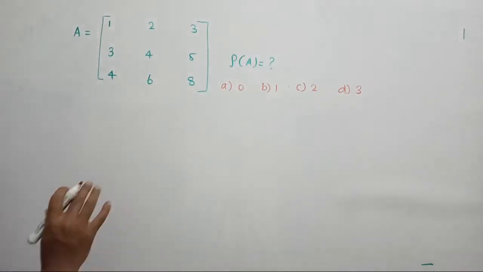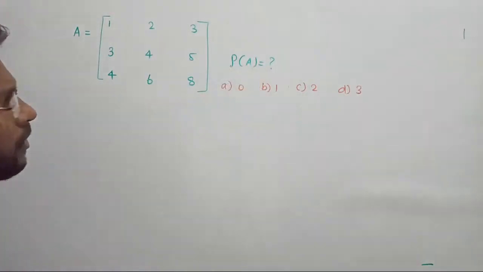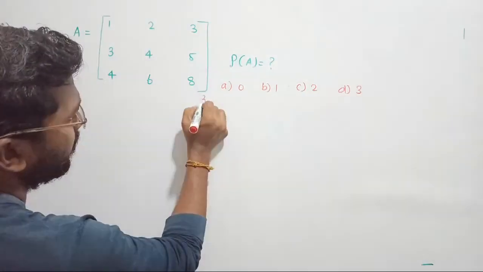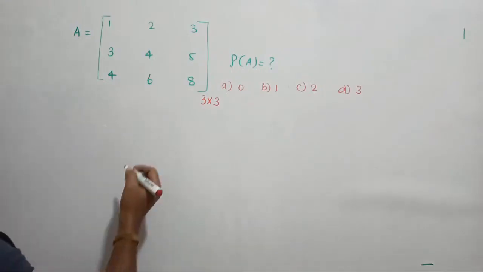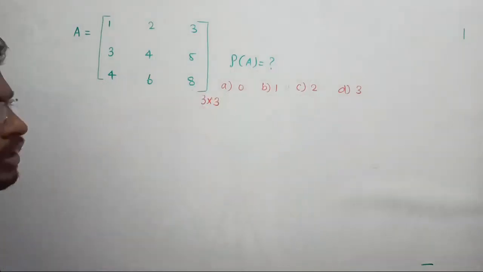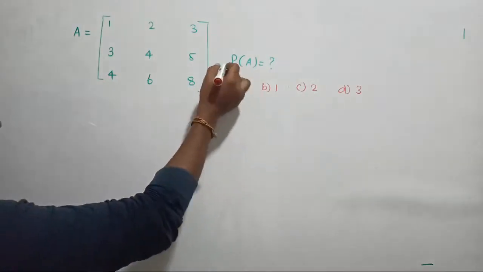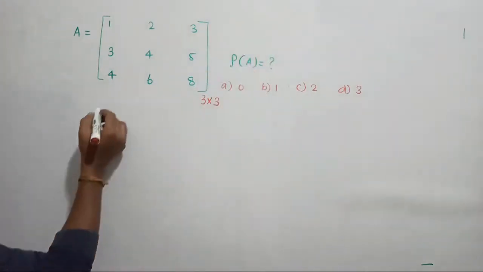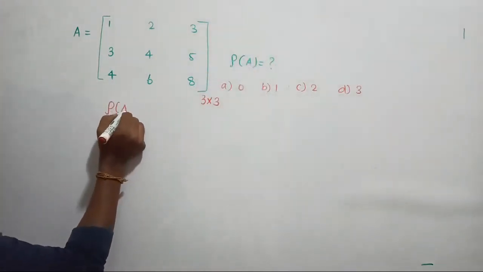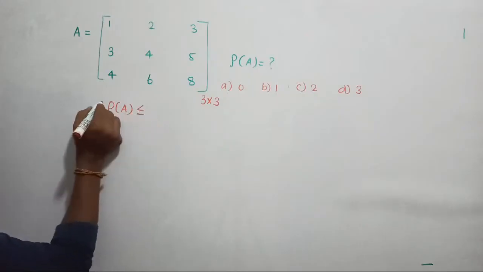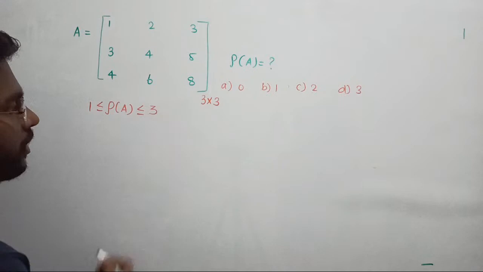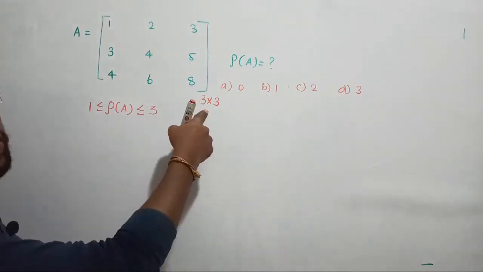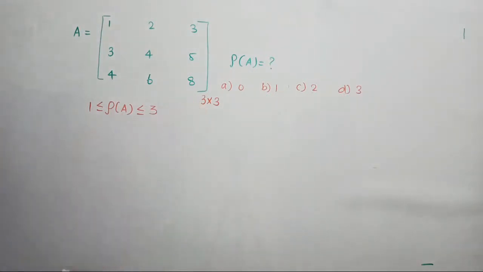So what is the procedure? To find out the rank of the matrix, first step, what is the order of the matrix? Given, it is a 3 cross 3 square matrix. So let us try and find out the rank of the matrix. What is the general possibility for this 3 cross 3 matrix? The minimum value is 1, the maximum you can go up to 3, because it is a square matrix, so directly you can take the order. So the rank lies between 1 and 3.